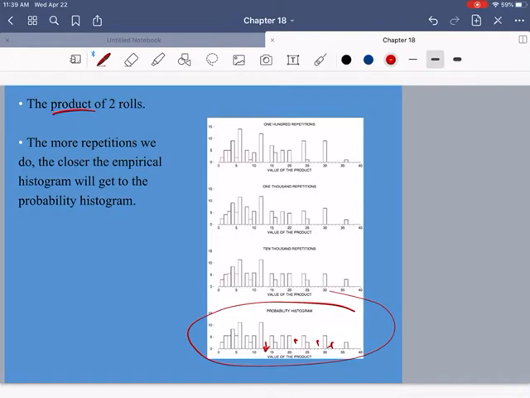I don't really care about the products because we're not going to focus on products in this class. But just so you know, it does work on products as well. The empirical histogram will look similar to, or exactly like, the probability histogram with enough repetitions. Again, I don't care about the products because we're not going to study the results of products.